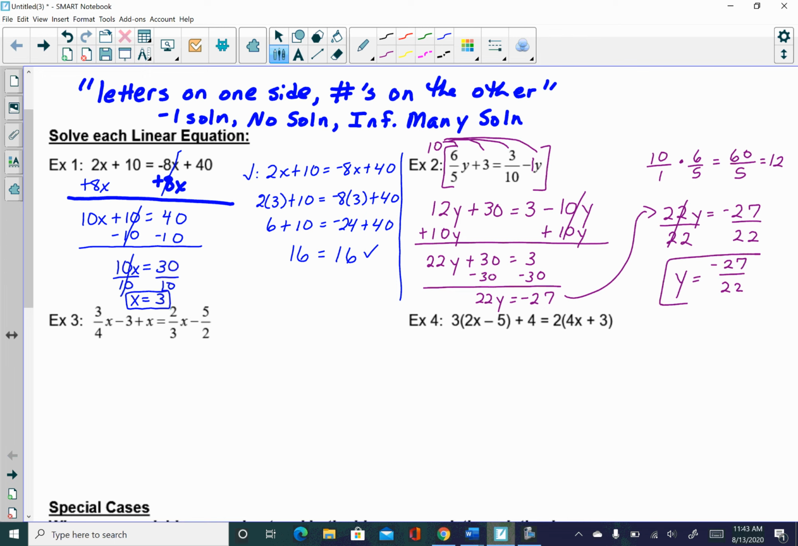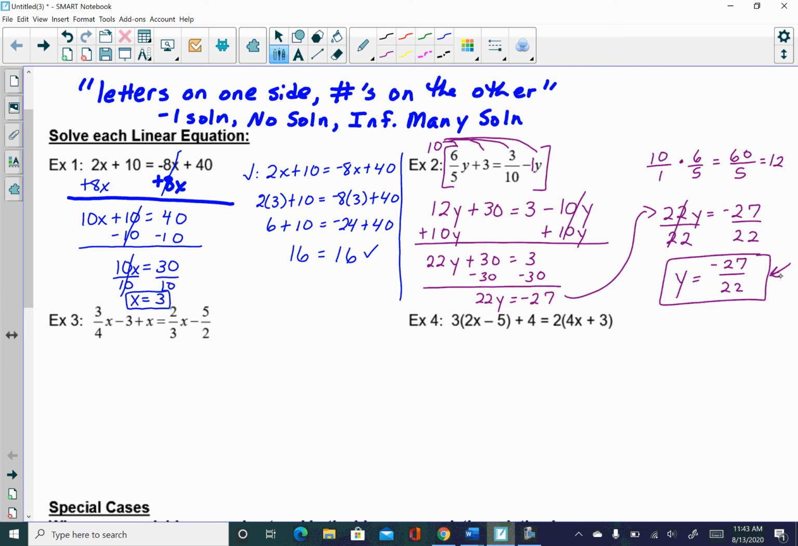if you put it in your calculator, negative 27 divided by 22, and then hit enter, it's going to give you a decimal. And then if you go to your math, enter in your calculator, then if it can reduce, it will. If it can't, then it's just going to spit this number right back out at you. Okay, so that just lets you know that it couldn't be reduced.